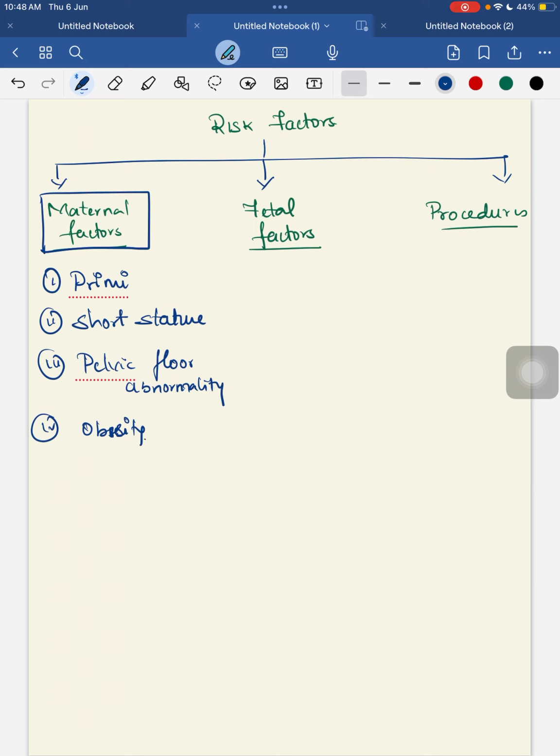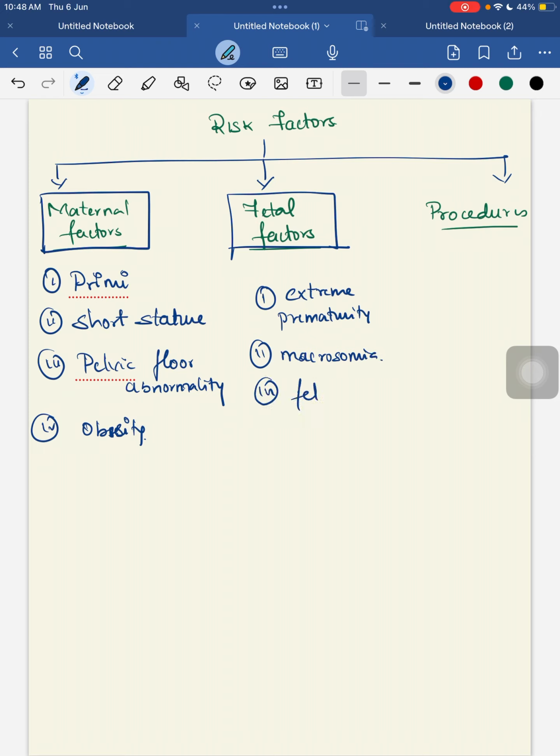Next, coming on to the fetal factors. First one is extreme prematurity. Secondly, it is a macrosomic baby. Third, when the child itself has fetal anomalies. Fourth, when the child has different presentations such as breech presentation or transverse lie. So these are the fetal factors that are an increased risk for your birth injuries.